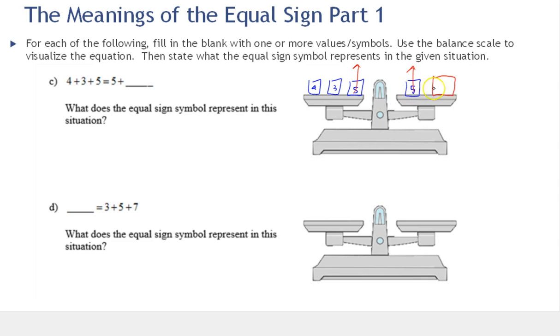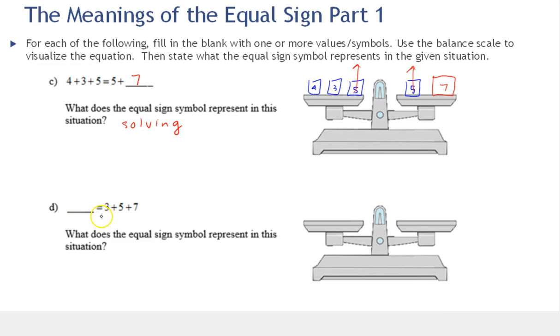Then we know the box must be the same or equivalent to 4 plus 3, which is 7. And here we were solving, because we were finding the value that balanced both sides of the equation with values on both sides. Notice on the left-hand side we have 7 plus 5 is 12, and then 5 plus what equals 12? Well, that would be 7.